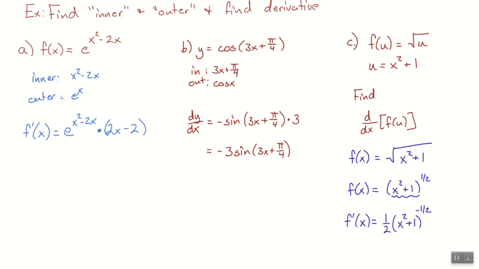Now we need to multiply by one more thing though. I need to multiply this by something. What's the something I'm going to multiply it by? Almost. It's not just x squared plus 1. Why not? It's its derivative. What's the derivative of x squared plus 1? 2x.